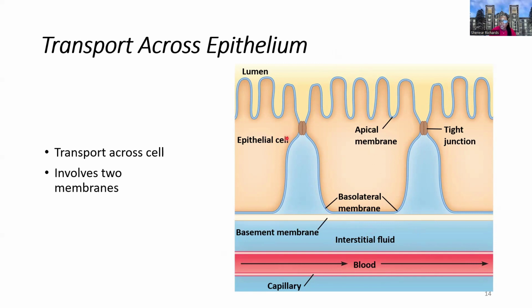And then the cells are lined up one against the other to form these tight junctions. And the function of these junctions is to prevent any cellular material or any molecules from moving between the cells, as opposed to going through the apical surface and then through the basolateral surface, okay? So there are two membranes across which any molecules that need to be absorbed need to be able to pass to get into the blood.